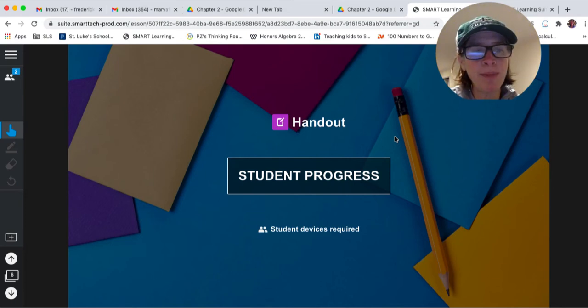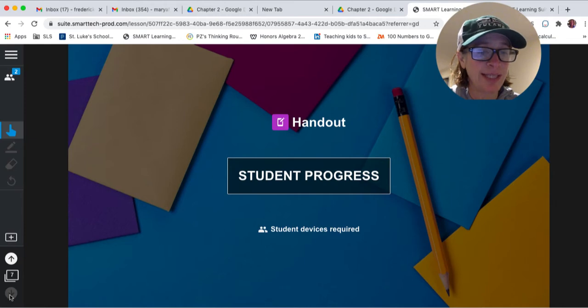Hi everyone. So I thought it might be helpful for you to see an actual example of what it would look like after, to give you an idea. I did this particular activity with kids. It was the day before their test, and we were reviewing.